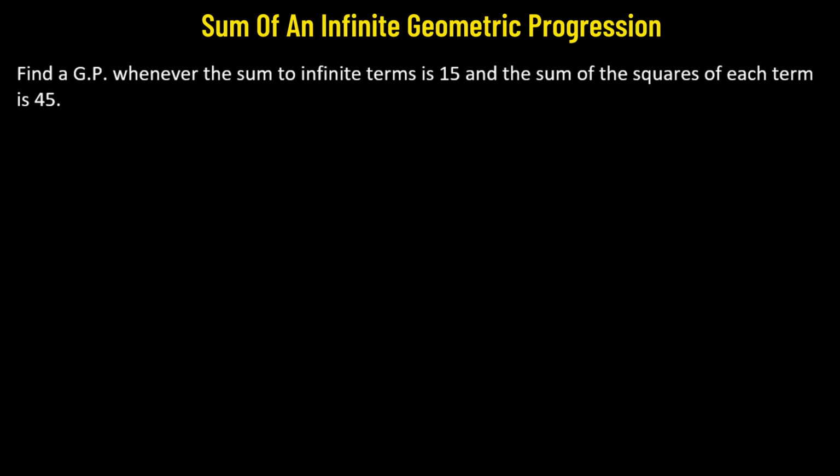In this problem, we need to find a geometric progression whenever the sum to infinite terms is 15 and the sum of the squares of each term is 45. So let's begin. We'll first specify the first term and the common ratio.